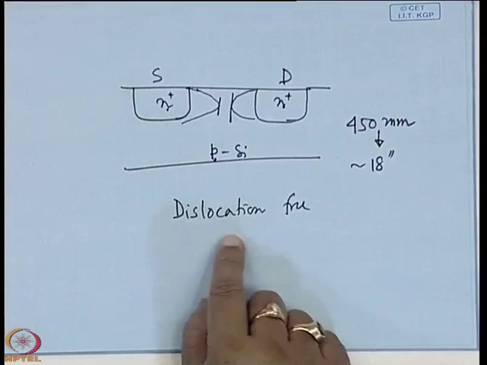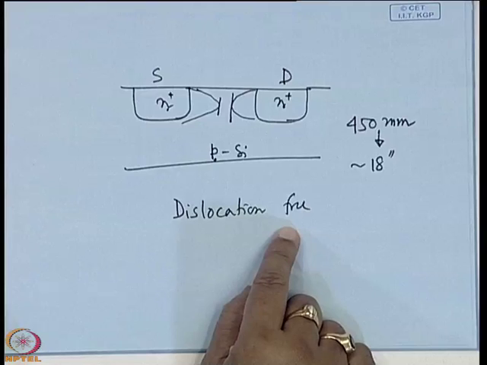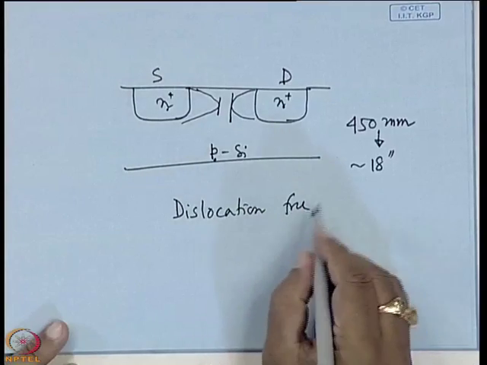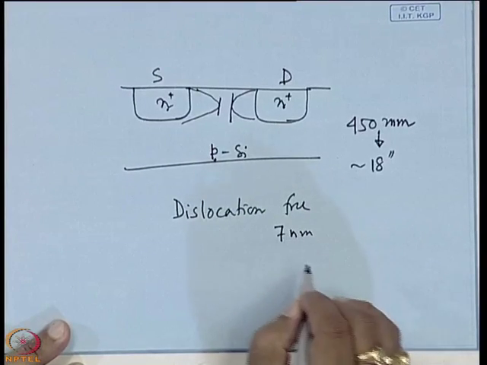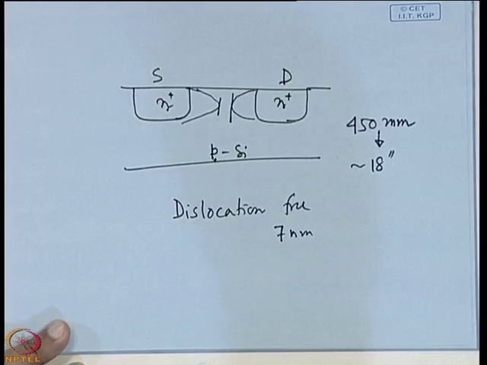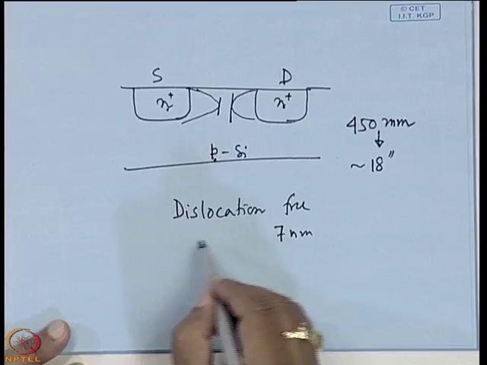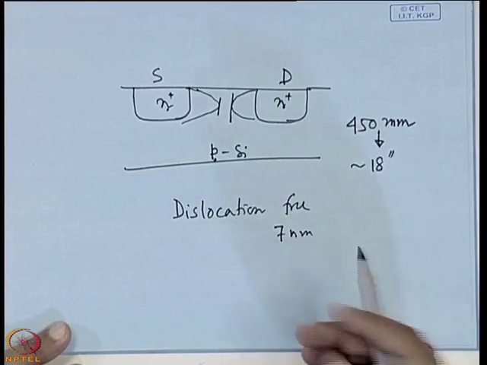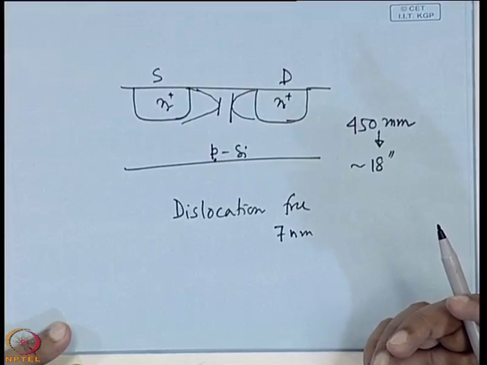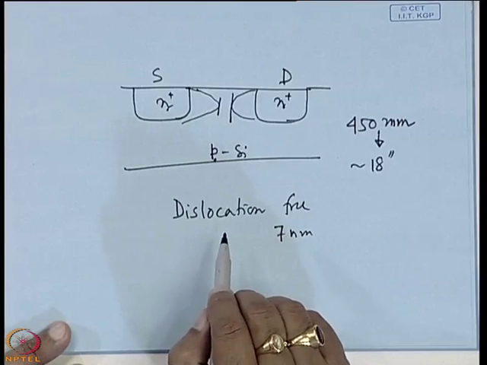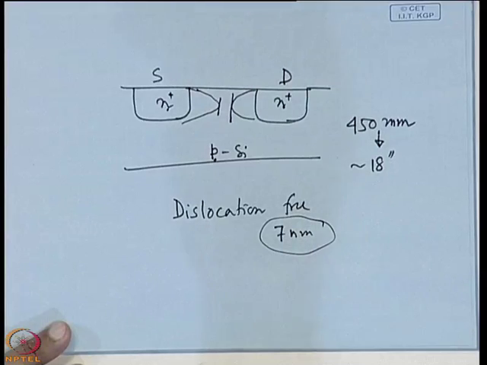Another important factor so far as dislocation-free is concerned is that now it is 7 nanometer. Which one? The gate length. Earlier it was greater than 7 nanometer, almost micron type of thing. And what is the dimension of the defect? The dimension of the defect is also of the order of nanometer. So that means unless you make the material dislocation free, this 7 nanometer technology will be jeopardized.